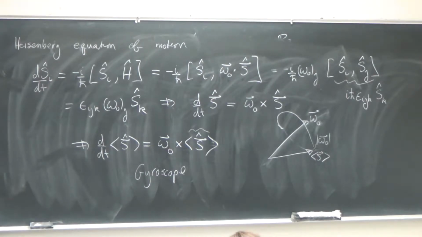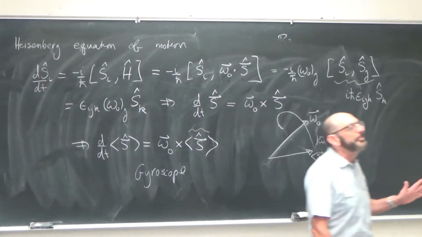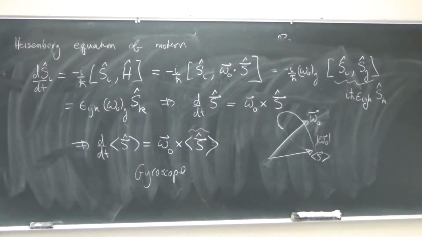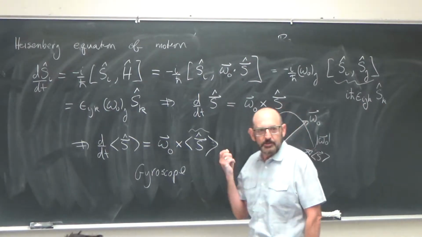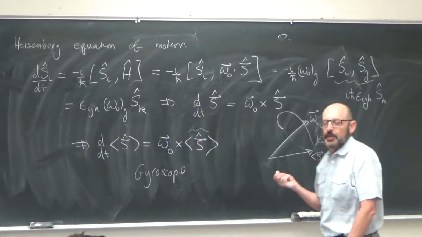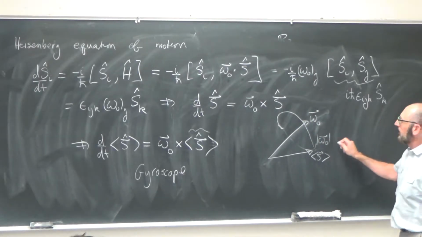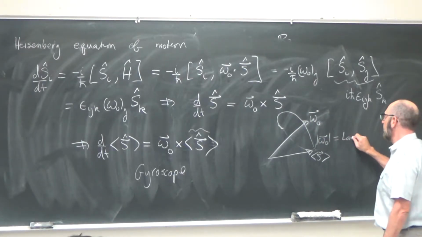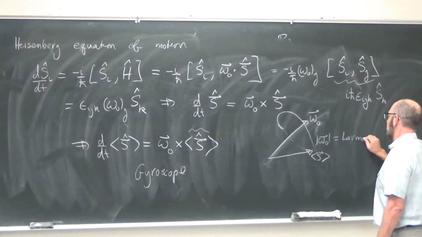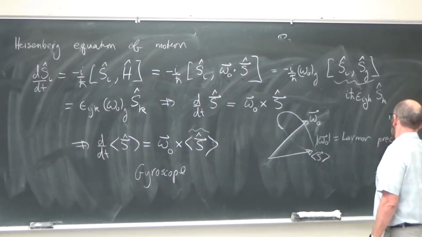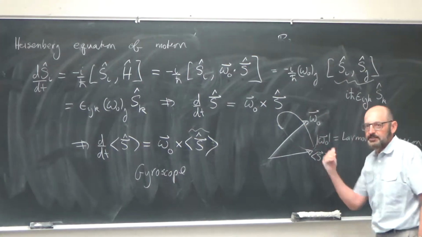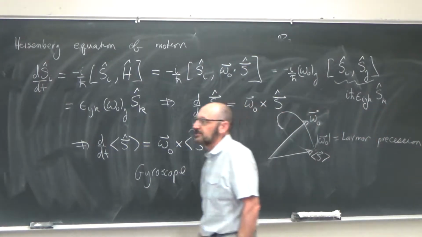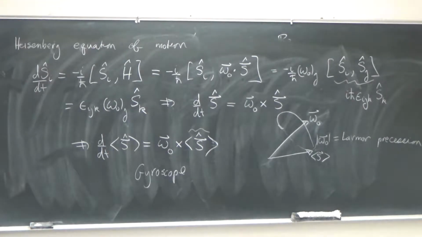So, as we know, if you put a spin in a magnetic field, it will precess around that magnetic field just as a classical top does, with an angular velocity that's given by the Larmor frequency, and this is called Larmor precession in classical mechanics. So a spin just undergoes Larmor precession in the presence of a magnetic field.